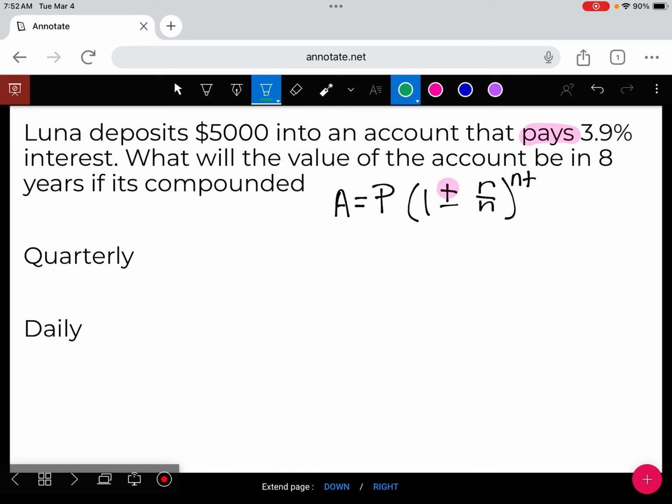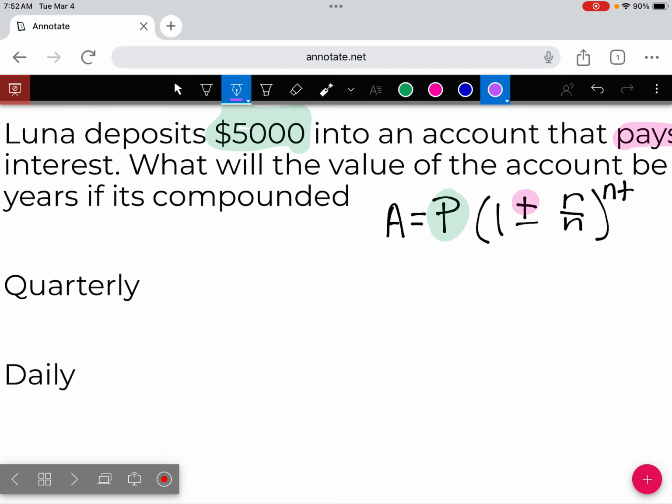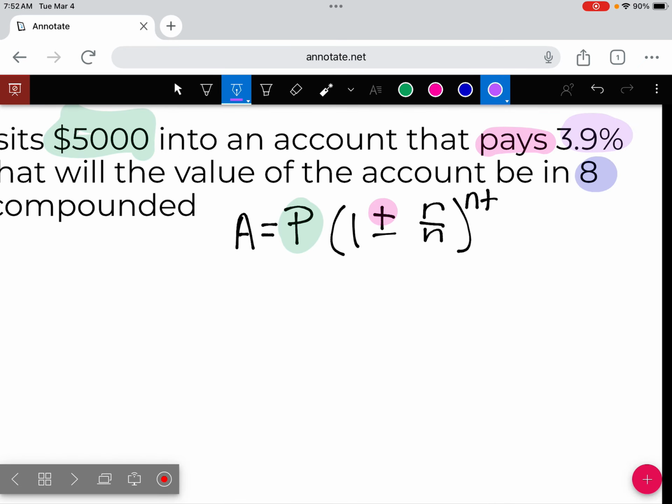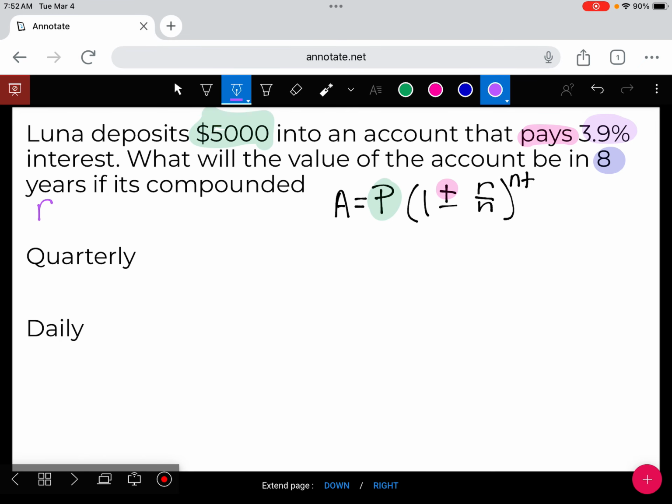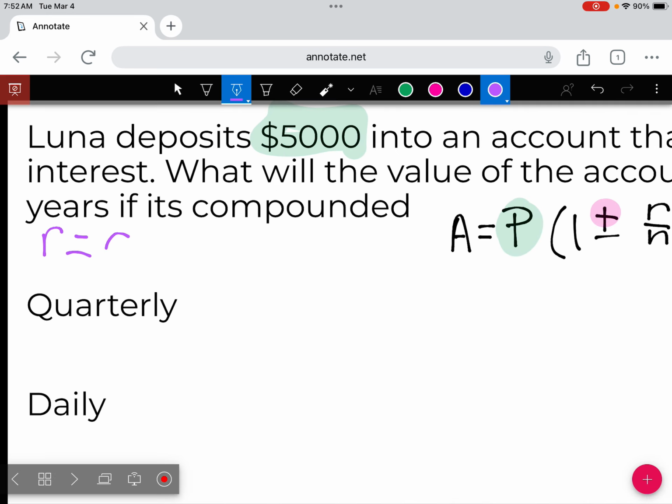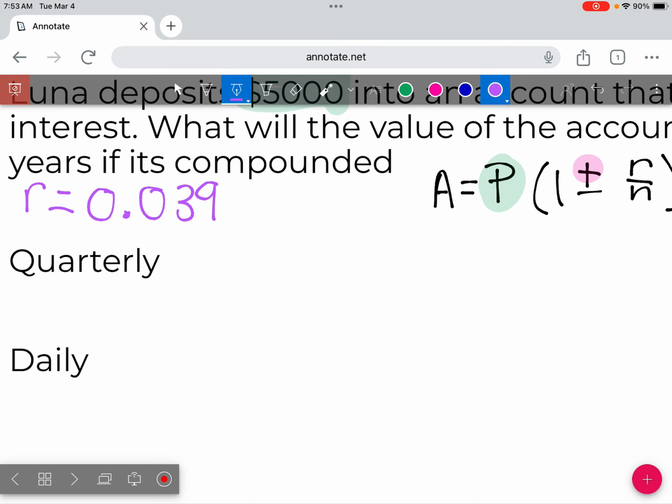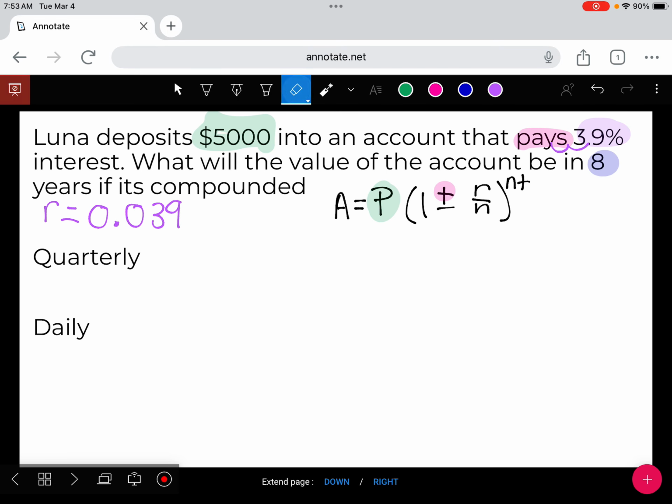Our starting value is 5,000. Our principal, our starting amount, is the 5,000. Time is 8 years. Our time is 8. One more piece from there. How many spaces over? So try it again. And then put 0. That's okay. 0.039.